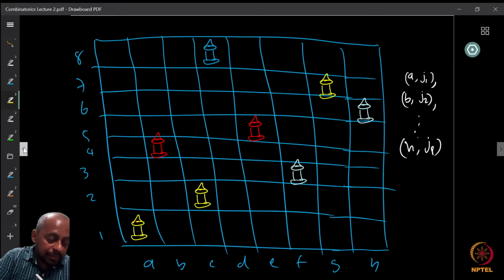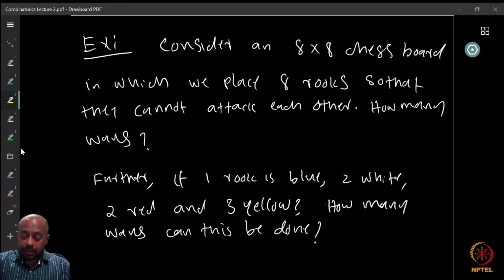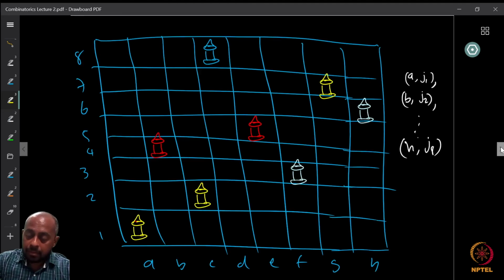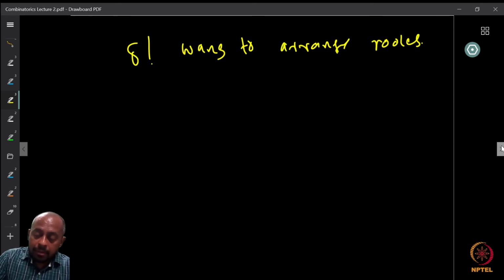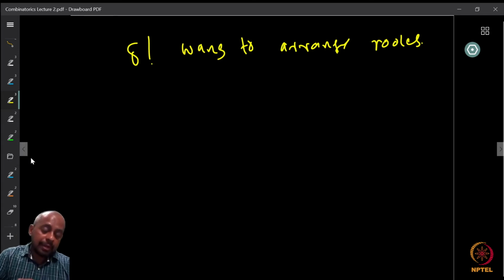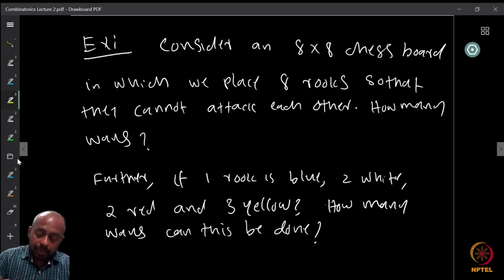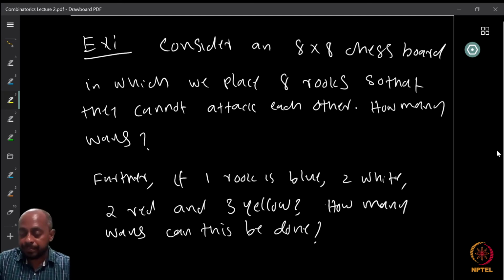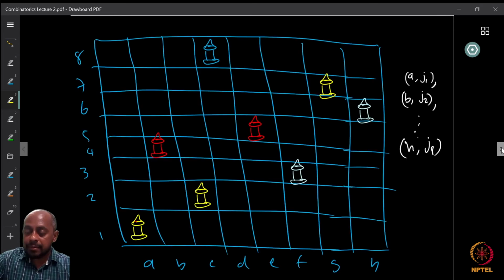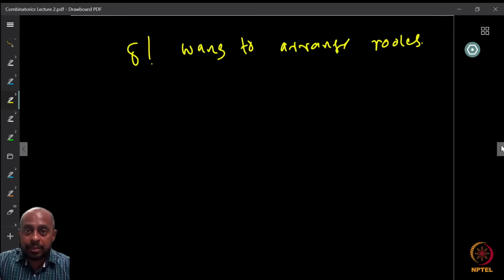Now what happens if they have different colors? Now suppose all of them have the same color. We said that there are 8 factorial possibilities. We want to find out what if some of them have, like, one rook is blue, 2 are white, 2 are red, and 3 are yellow. Then what do you do? It turns out that it is easier if you look at another question and solve it first. Suppose all the 8 colors were different.